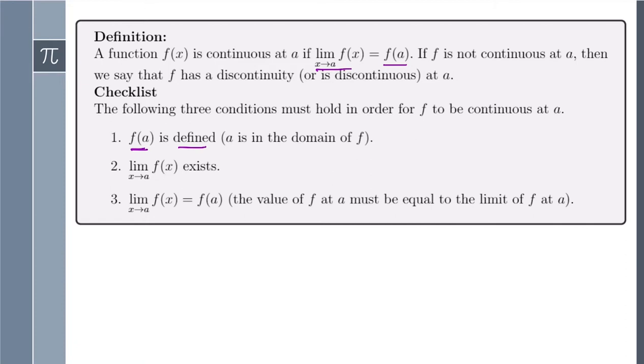The second condition is the limit as x approaches a of f of x exists. And then the third condition is the value of the function is the same as the limit. So the function is defined, the limit exists, and the value of the function is the same as the limit. If these three conditions hold, then we can say the given function is continuous at a given value a.